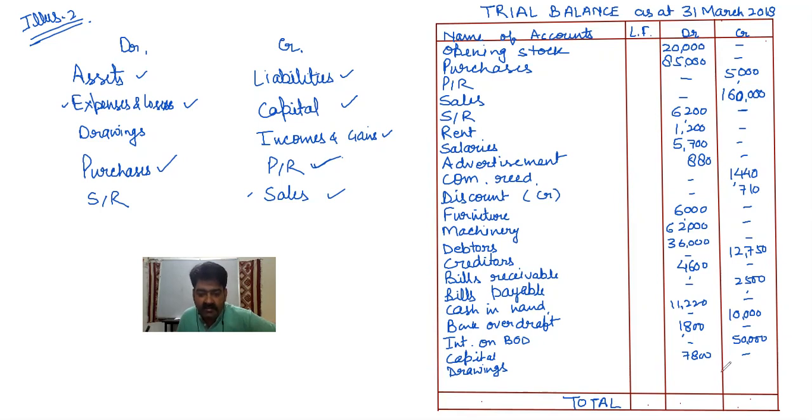Okay, after writing the treatment of input CGST, input SGST, as well as output CGST, output SGST, input CGST and input SGST will come in the debit side, and output CGST and output SGST will come in the credit side. After that, we will take the total of the debit side and credit side, and if the totals of both sides are equal, that means our accounting is arithmetically accurate. So like this, we will prepare a trial balance.